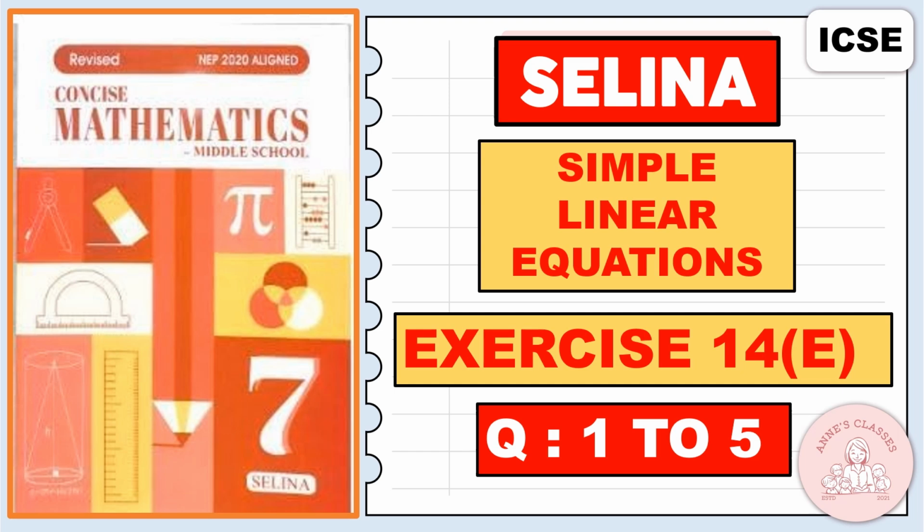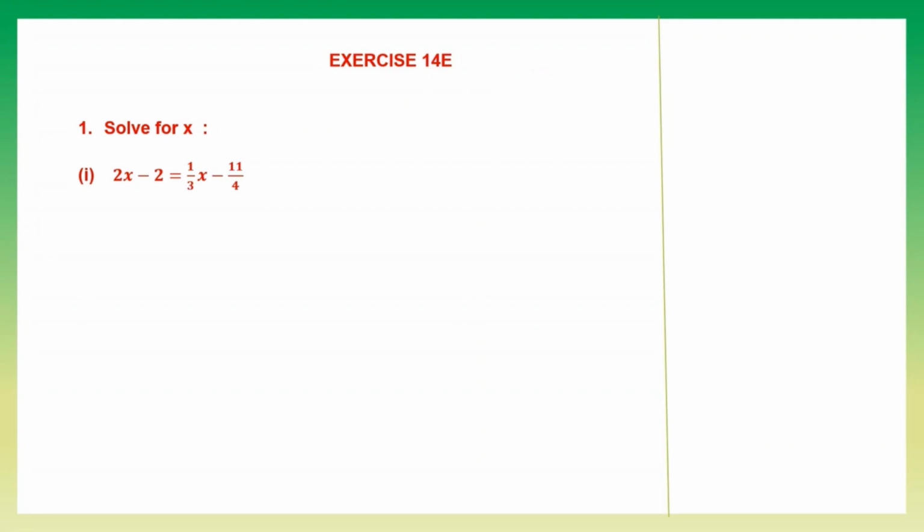Let's do simple linear equations, exercise 14E. Question 1, solve for x. So here we're going to find the value of x. As you can see, on the left hand side you have x, and on the right also we have x. So what we're going to do is move the x terms to the left hand side and all the constants to the right hand side. So let's begin.